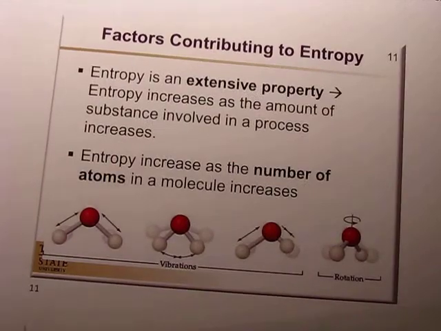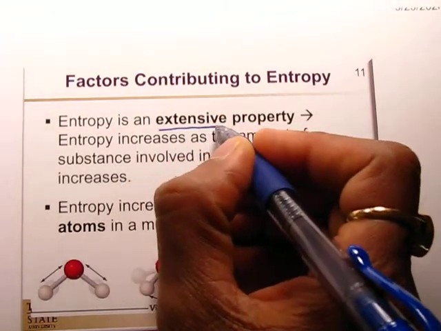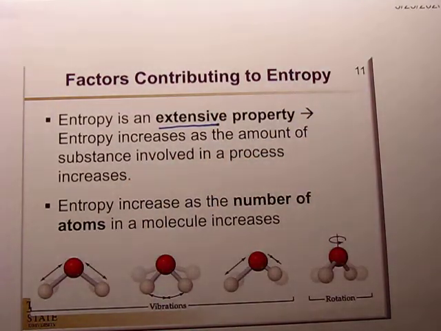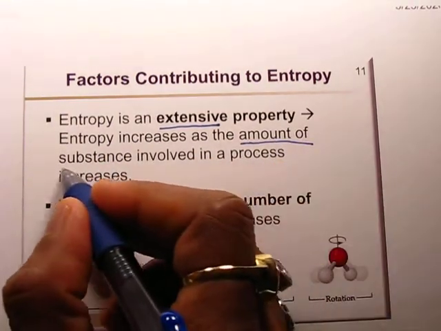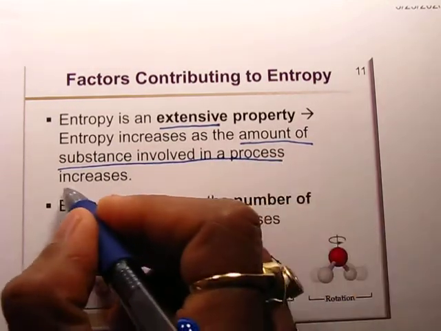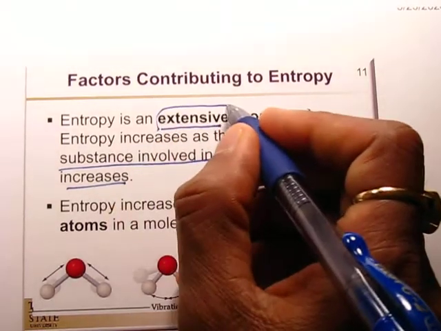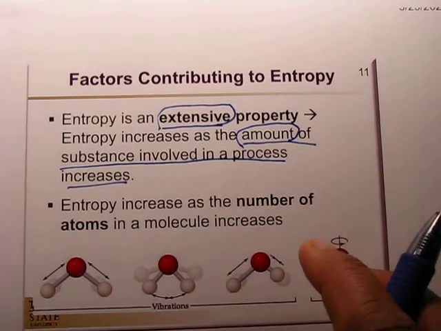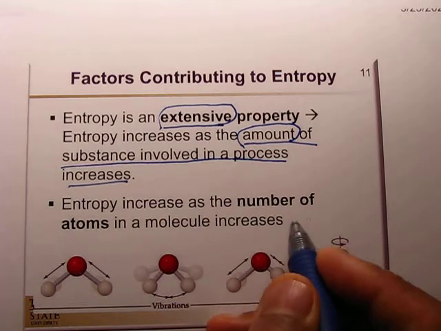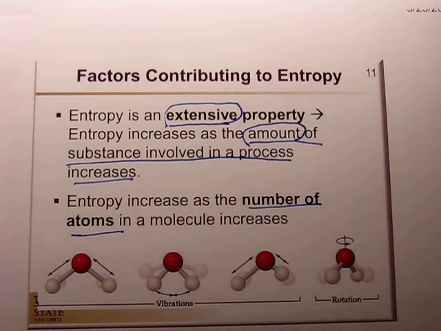Another factor which affects the entropy is this one. Entropy is an extensive property. Extensive means it depends on the mass. Entropy increases as the amount of substance involved in the process increases. So it depends on the amount. Extensive properties are those properties which depend on how much you have. Entropy increases with the number of atoms in the molecule. So more molecules, more atoms, entropy will increase.